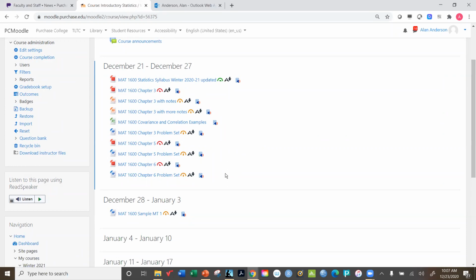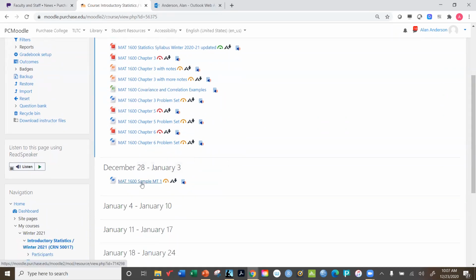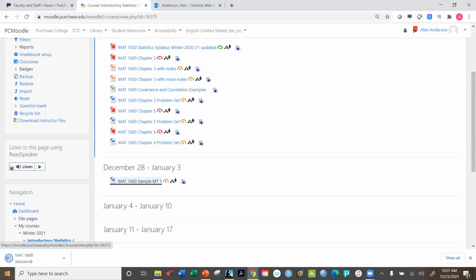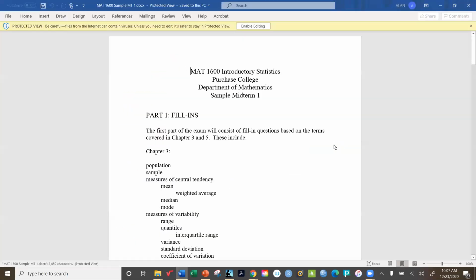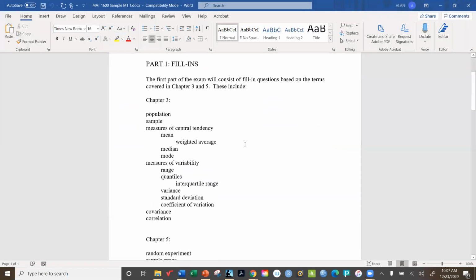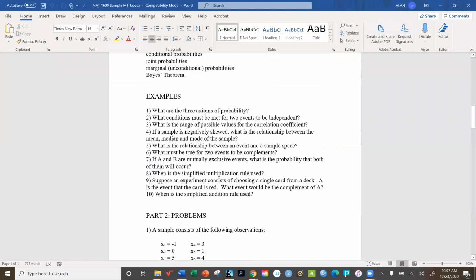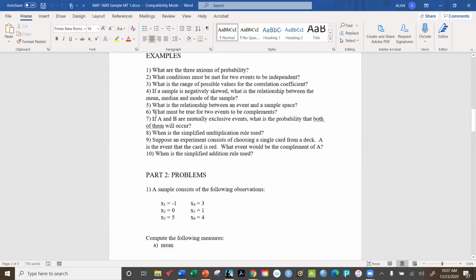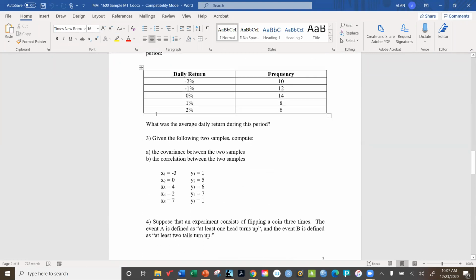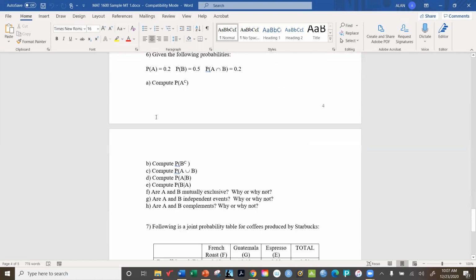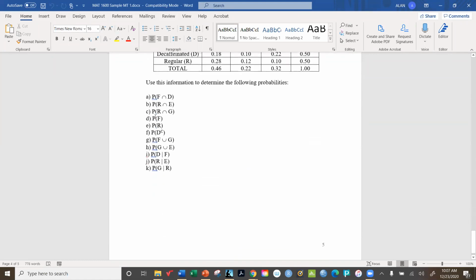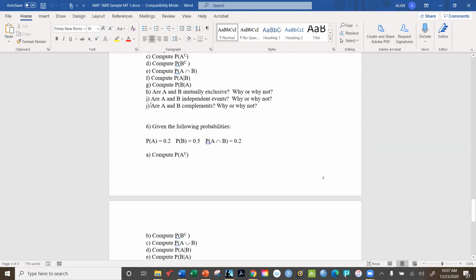So if you want to get started on that, the sample midterm is actually right here. And again, this covers chapters 3 and 5. There's a list of the topics that we would have covered by then. And then there's a bunch of fill-ins. These are short answer questions. And then there's the actual problems. And so this is meant to be a very strong, very close representation of what we'll actually be seeing on the midterm. Okay, first midterm, I should say.